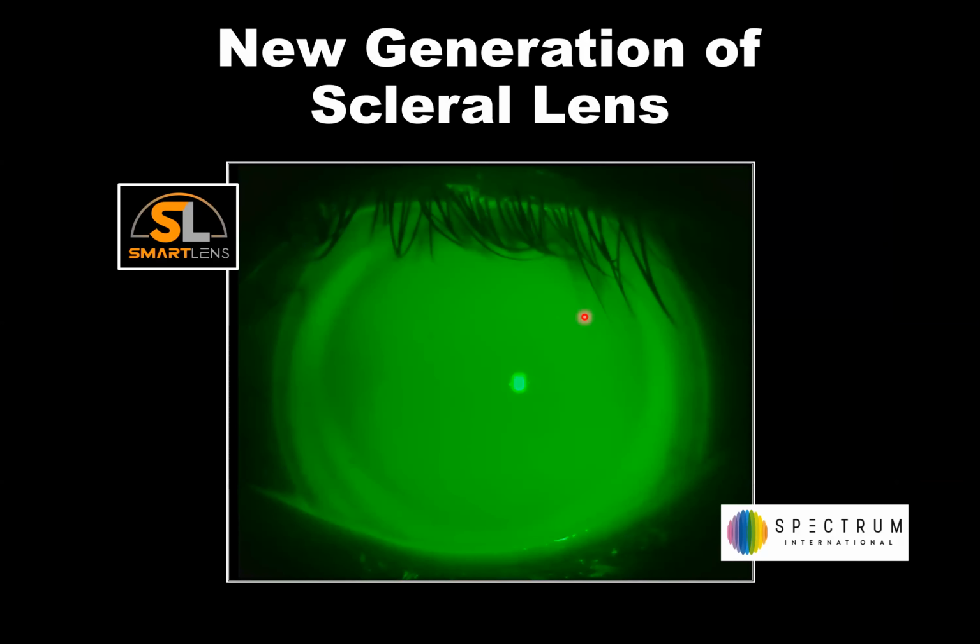So the SmartLens is the newest generation of scleral lens. It's from our group, it's a fourth generation of lens. We've evolved, we've learned so much about scleral lenses over the past 2 decades. And all of that knowledge has gone into the construction of this next generation lens, known as the SmartLens, and distributed across the world by Spectrum International.